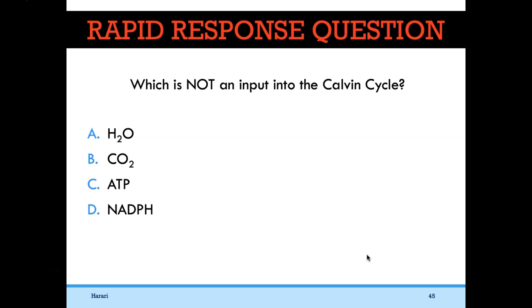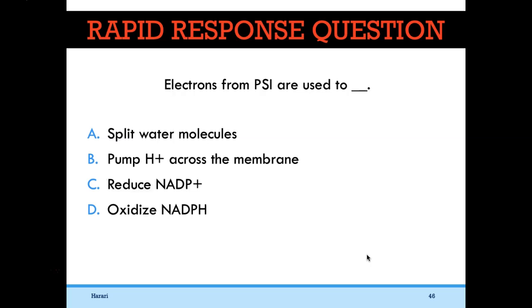Which is not an input into the Calvin cycle? So pause here. And the answer is A. Electrons from photosystem 1 are used to... pause here. The answer is C. They're used to reduce NADP+.